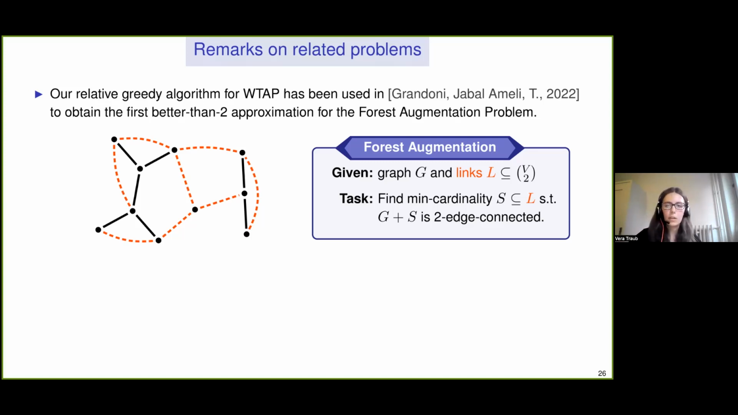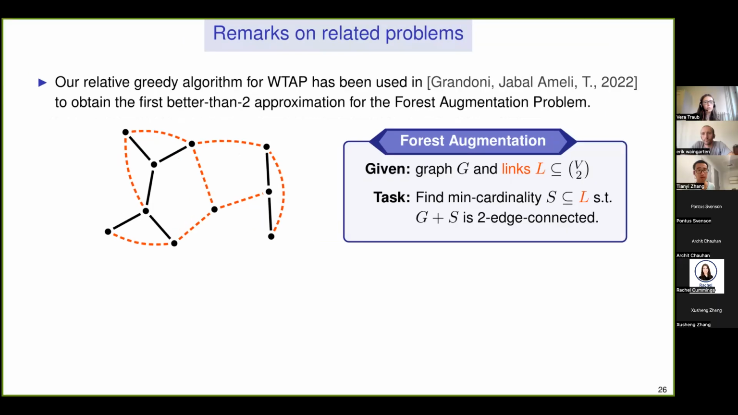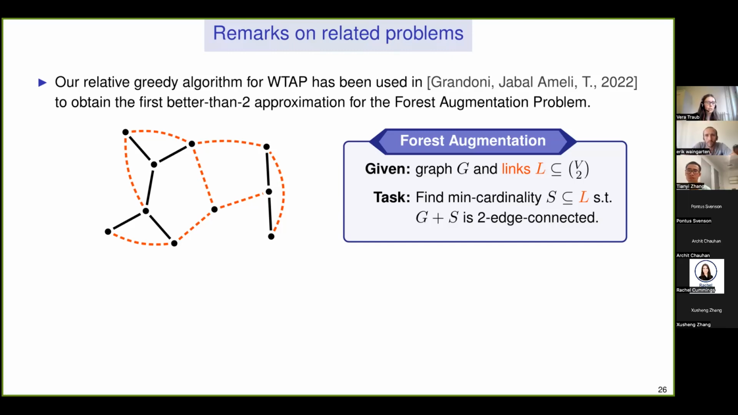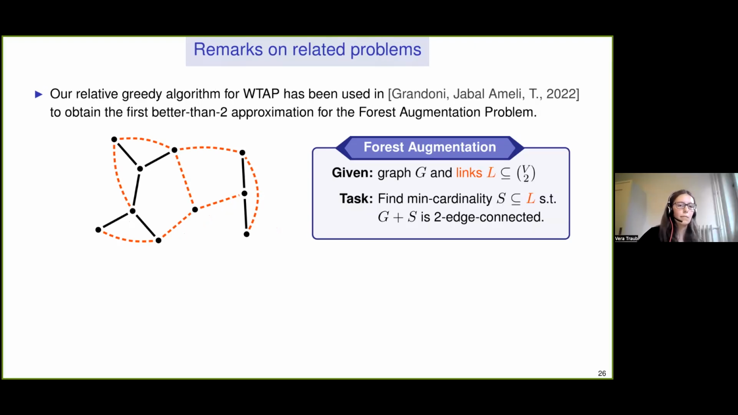So this is also a network design problem. And note that here we are talking about the unweighted version. So we just want to find a minimal set of links that we can add to G to obtain a two-edge connected graph. Here we used this relative greedy algorithm that we developed for weighted tree augmentation in essentially a black box way. And this was useful to obtain the first better than 2 approximation for this forest augmentation problem, even though we only got slightly below the factor 2. So this is one application of the techniques that I presented today.